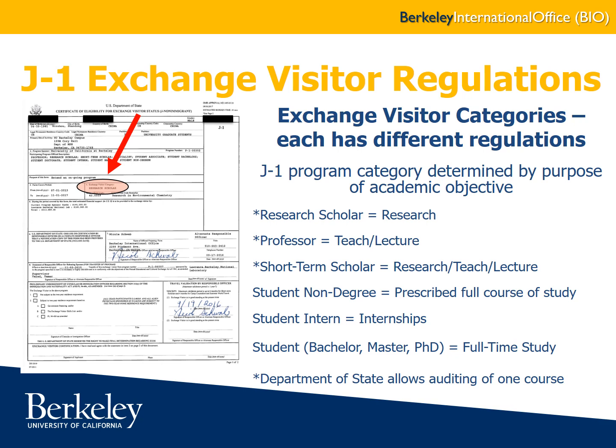Though you and a friend may both be in the J1 Exchange Visitor Program, you may have different J1 categories, and you may be subject to different rules based on your category. Those coming in the Research Scholar, Professor, and Short-Term Scholar categories are coming primarily to conduct research or teach. The Department of State allows auditing only one course if you are in one of these categories, since the primary activity must be research or teaching.